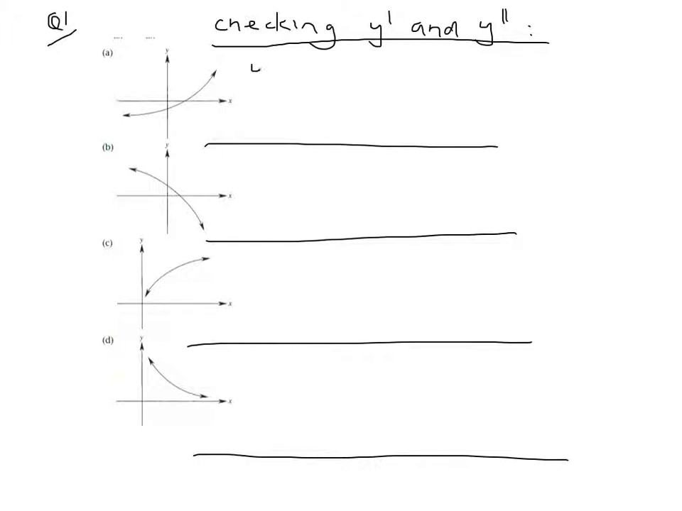So the first derivative is greater than 0 because it's increasing, and it's concave up. So the second derivative is also bigger than 0. A quick way of doing that is to fully do the turning point, and you'll see it's a concave up curve. Let's rub that out.